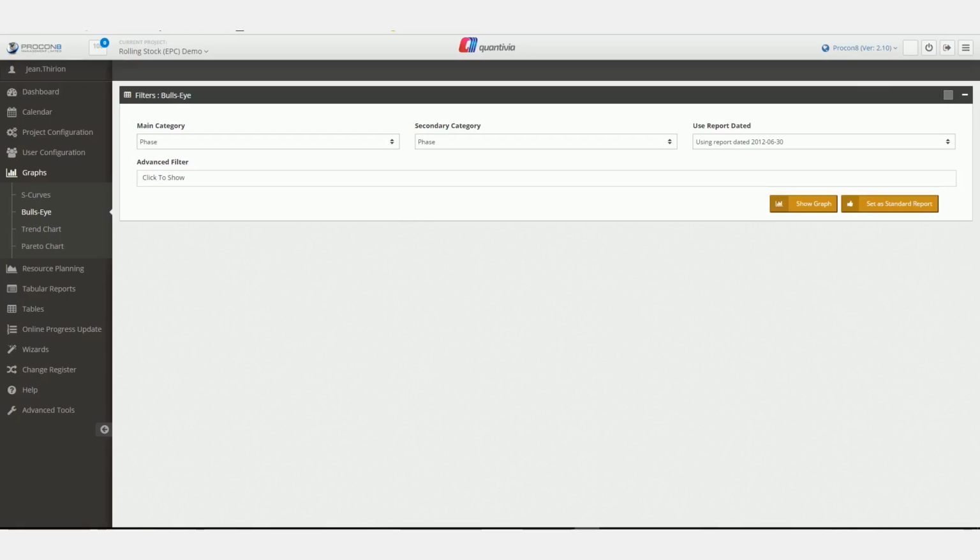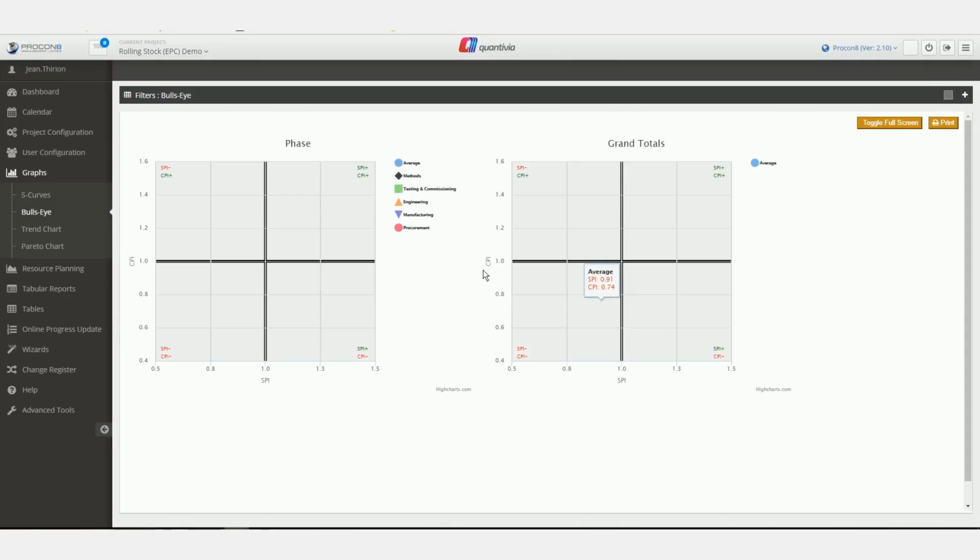The bullseye graph is also available in Quantivia and gives insightful information as to what's happening inside a project. Looking at our demonstration project, making both our main and secondary category phase, the system will simply render a single chart showing all the phases aligned. Secondary charts are also shown, giving you the average of all these points counted together.